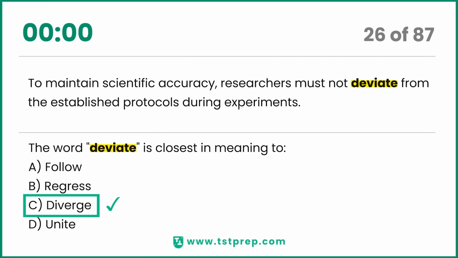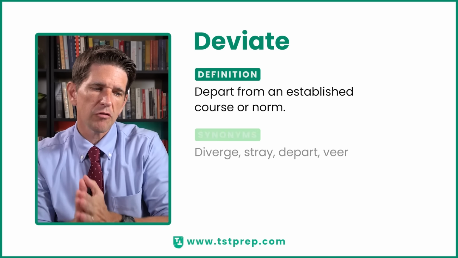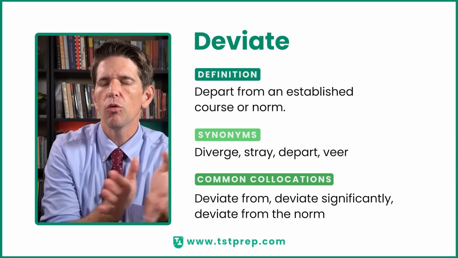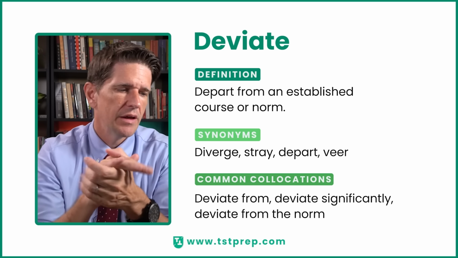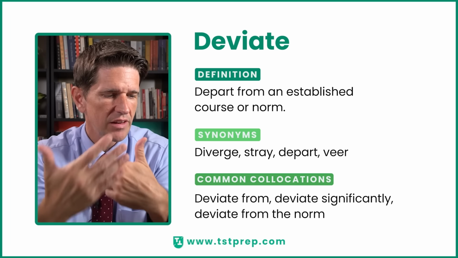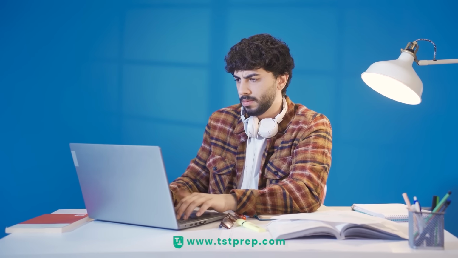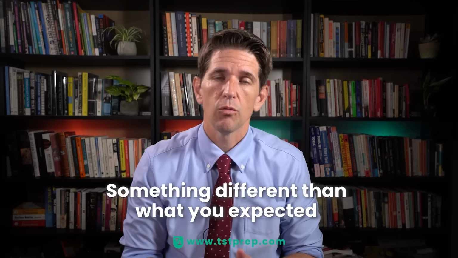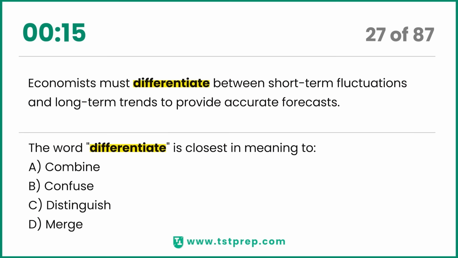All right, here the correct answer is C, diverge. So if you deviate, you depart from an established course or norm. Deviate means to go away from what's normal. Deviate from, deviate significantly. A good example might be when you are doing research and you expect to see something and then you see something different. You know, that deviates from the norm. It's something different than what you expected. Next one.